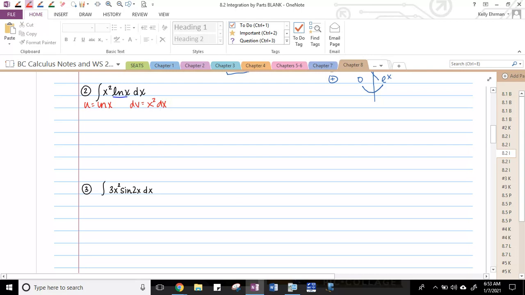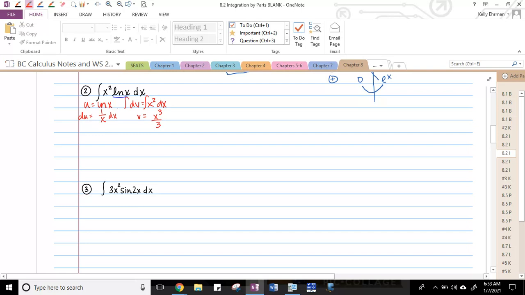The reason u has to be natural log of x is because we are able to take the derivative of natural log x. It's 1 over x dx. If I would have switched these, I would have had to integrate natural log x, and we don't have a rule for that, so that's why you have to make u natural log x. Okay, so v becomes the integral of x squared, which is x to the third over 3.